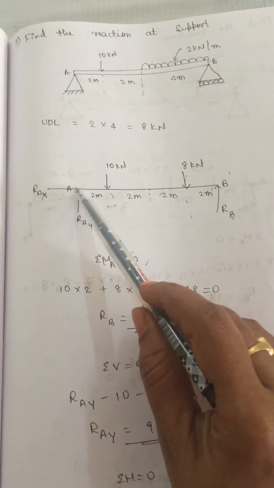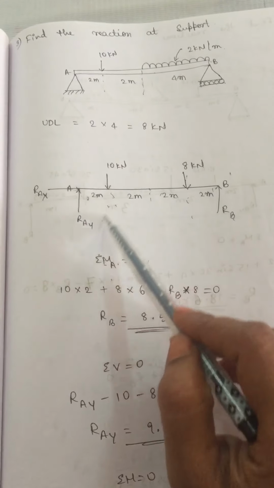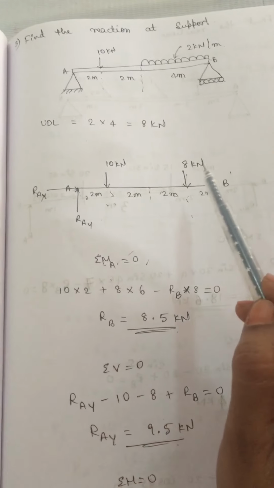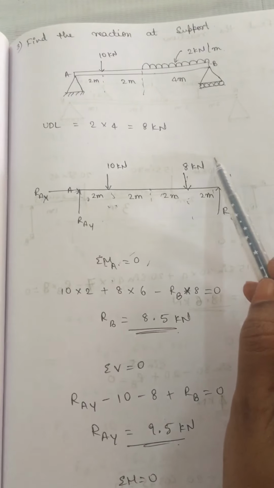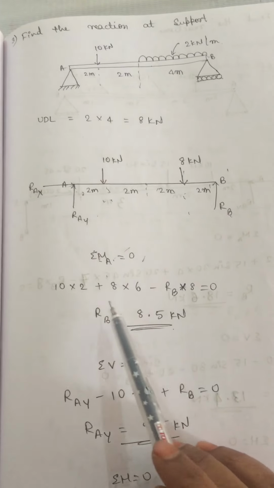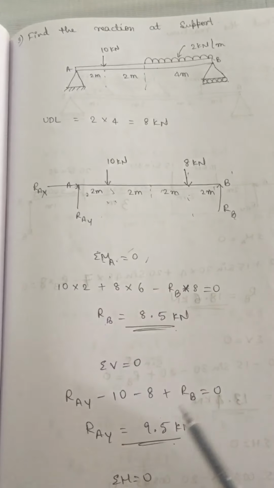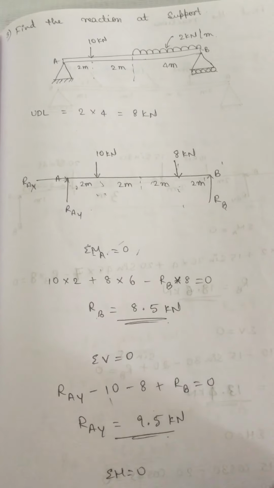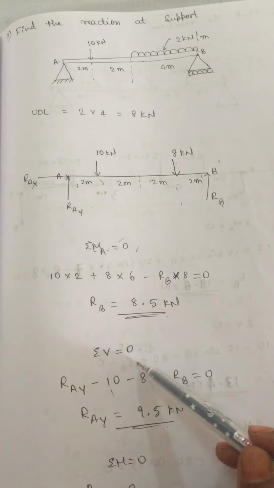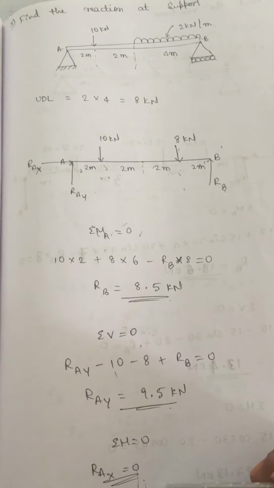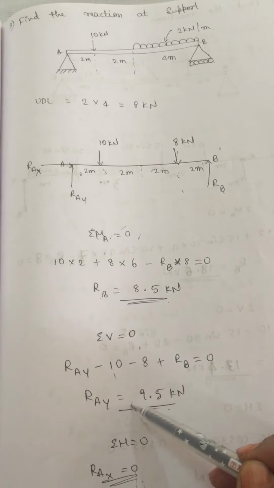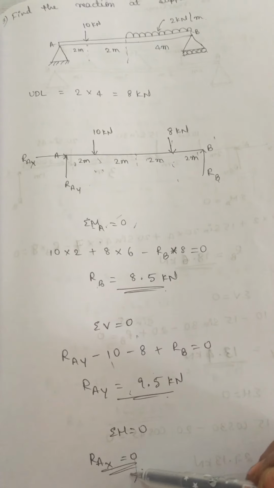If you take the moment from this point, this is acting in clockwise direction. Next, this is acting in clockwise and this is anti-clockwise. If you simplify this, you will get the value of RB. And next, go for the other two equilibrium conditions: summation of V is equal to 0 and summation of H is equal to 0. There you will get the value of RAY and RAX.